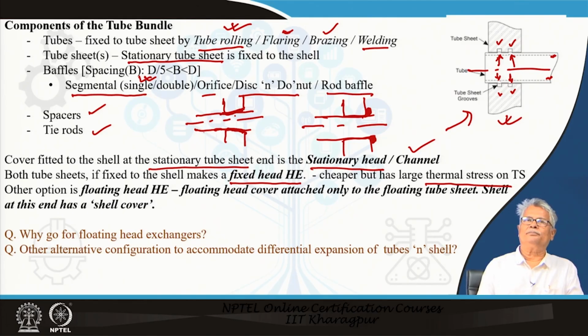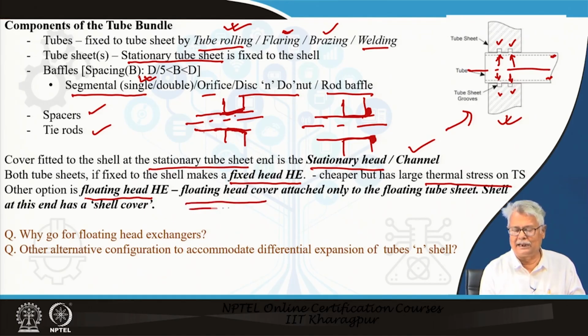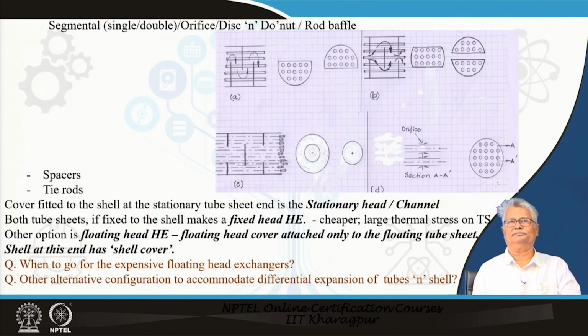What is the other option? You fix only one end, the other end you keep floating. In this case, the floating head cover will be attached only to the floating tube sheet. That means, not the stationary side, but the opposite side. The shell at this end has a shell cover. We will see why you require floating head exchangers, or can there be another option for the floating head exchangers, also just after this.